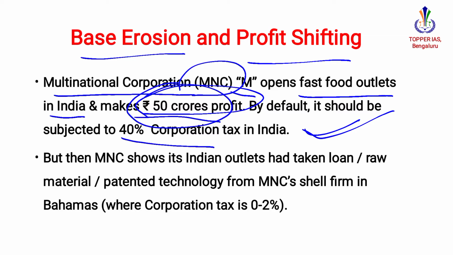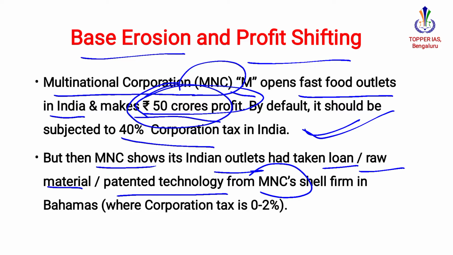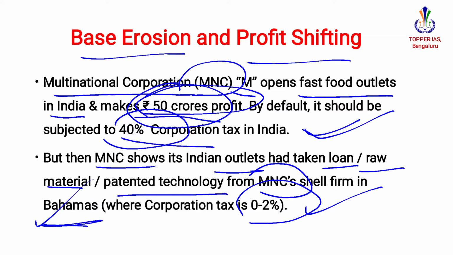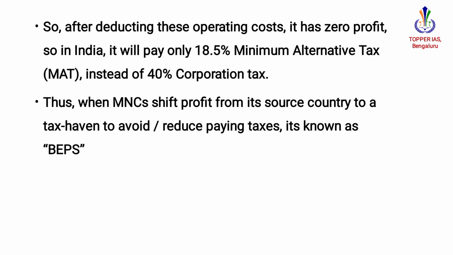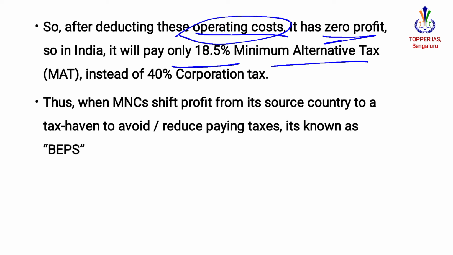But to avoid this tax, this MNC shows loan, raw materials and patented technology taken from an MNC shell firm in Bahamas. It showed this operating cost here and paid corporation tax in Bahamas, that is 0 to 2%. So it saved 38% in tax. It reduced the operating cost from the profit and showed zero profit in India. So it paid only 18.5% minimum alternative tax in India instead of 40% corporation tax.